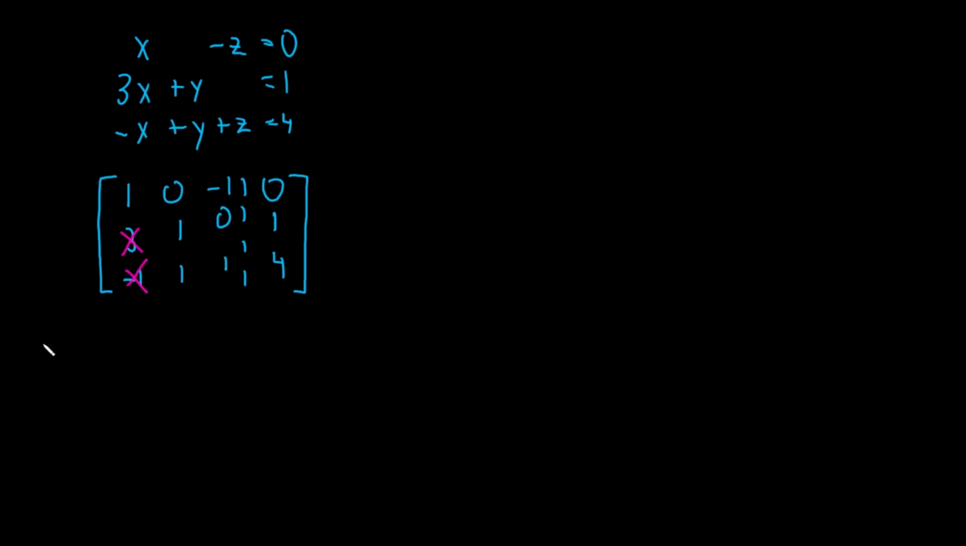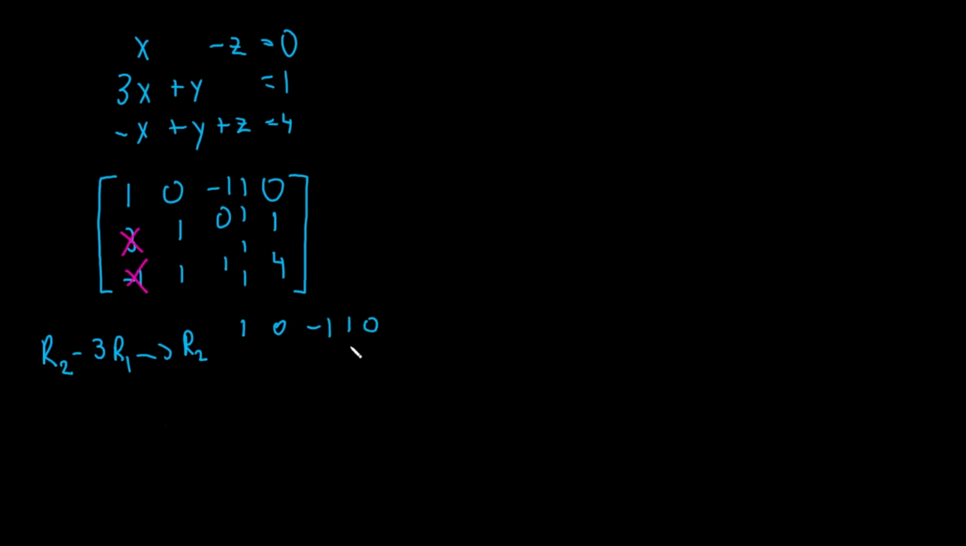So let's do that. Row 2 minus 3 times row 1, and we want to substitute that in for row 2 because that's where we're trying to eliminate the term. So here we will get, well, the first row will remain the same because we're only affecting the second row of our matrix.